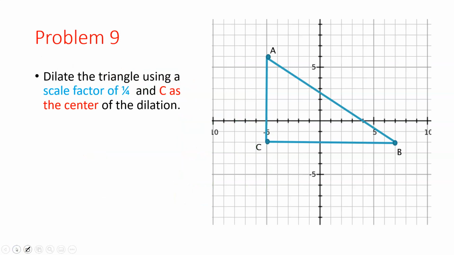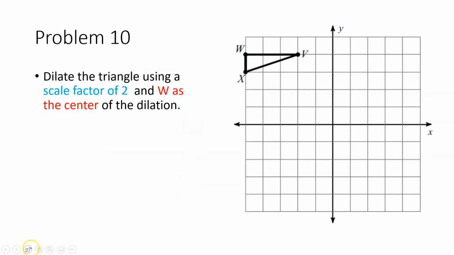All right, problem number 9 we did in class. Problem 10. Here's the solution to problem 10. It says dilate the triangle using a scale factor of 2 and W as the center. So be careful. This time W is the center of the dilation. So this one is not going to change. That W is also going to end up being W prime. W and W prime are going to end up being the exact same thing.